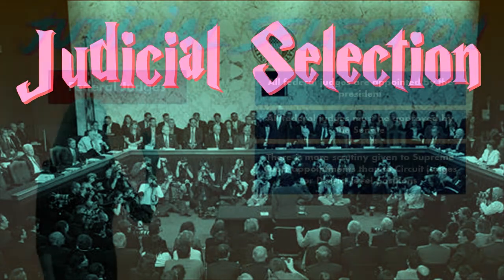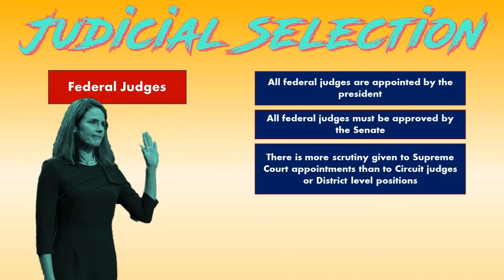All right, so at all levels of the federal court, all federal judges are appointed by the president. There's a little less than 1,000 judges working at all of the different levels of court between the circuit courts, the district courts, and all that.